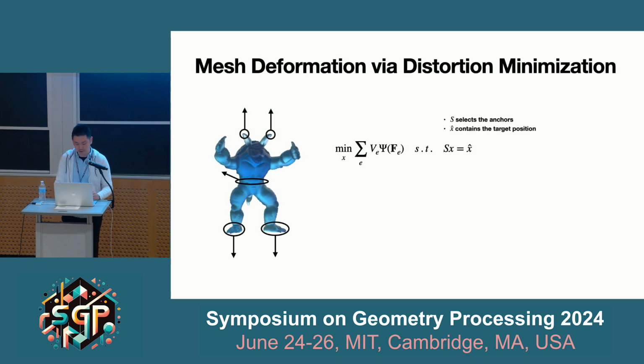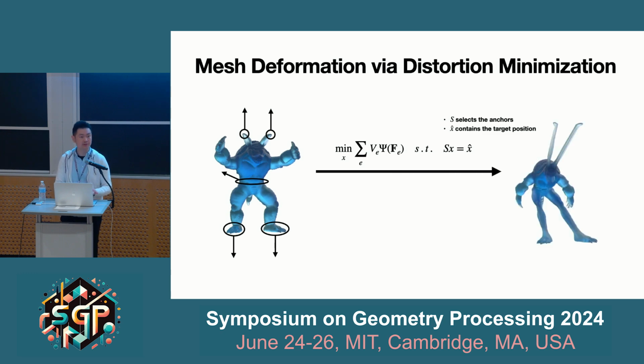And here, the constraint is just written as an equality constraint with the selection matrix selecting the vertices that we want to fix, and also x hat is just their target positions. And by solving this minimization problem, we'll obtain the configuration where the constraints are satisfied, like the ears are dragged at the top, and the rest of the vertices are smoothly distributed so that they minimize the distortion energy. So this is distortion minimization, which is very useful for creating different postures of meshes.